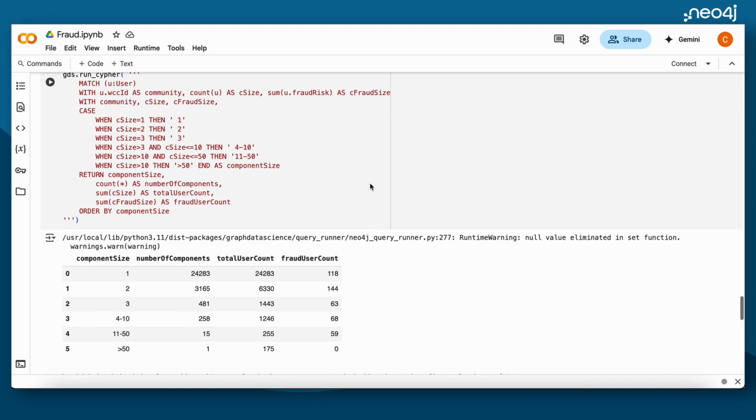So next, we're just going to break down the number of components. So we have 24,000 singleton communities that aren't sharing a credit card or an ID with anybody, and 118 of them have fraud. We have 3,000 ones with 2 components in them, 400 with 3, and then only one with over 50, and that doesn't have any fraud in it. And then 15 is between 11 and 50 components within it.